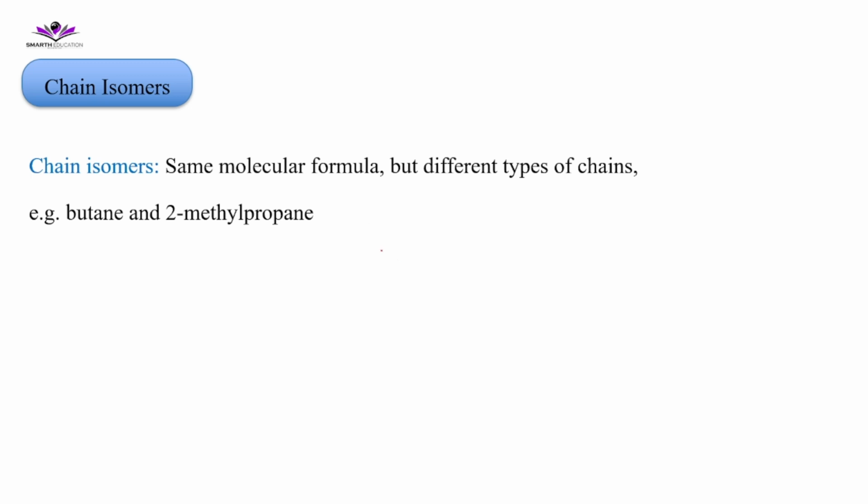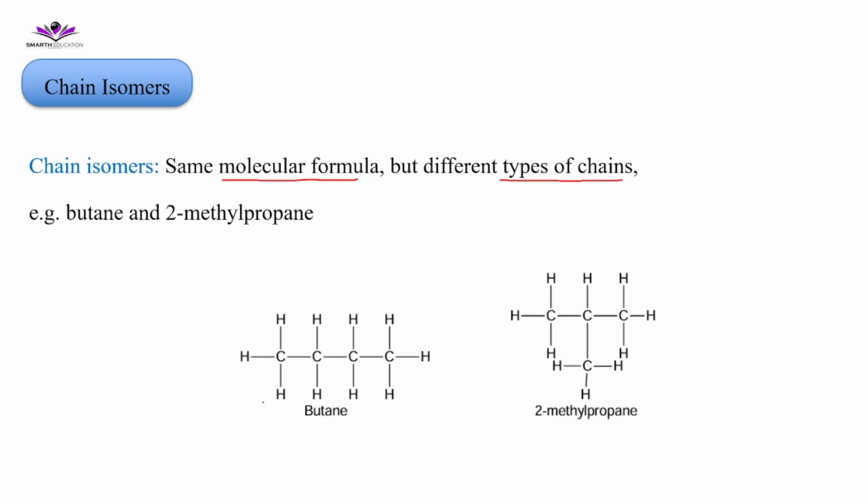Chain isomers have the same molecular formula but different types of chains. For example, we can have butane and 2-methylpropane. What is the molecular formula of butane? It is C4H10. And what is the molecular formula of 2-methylpropane? It is C4H10 as well. You see that the molecular formula is the same.